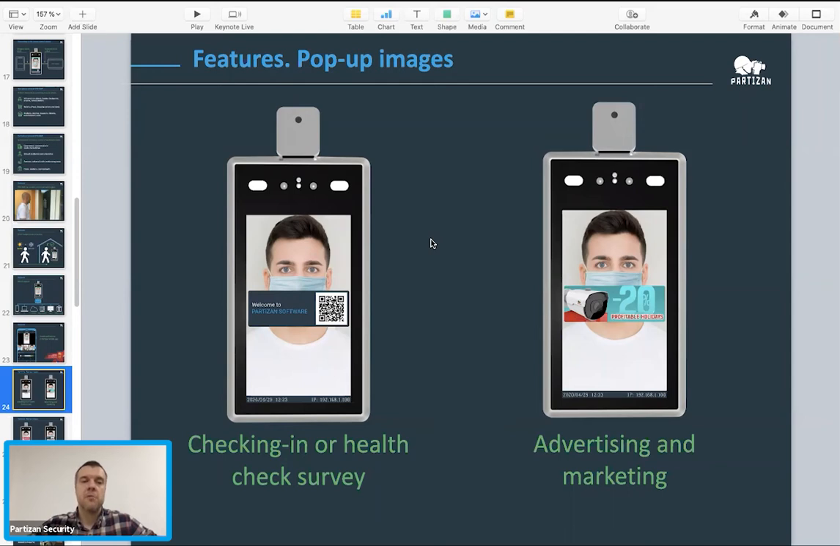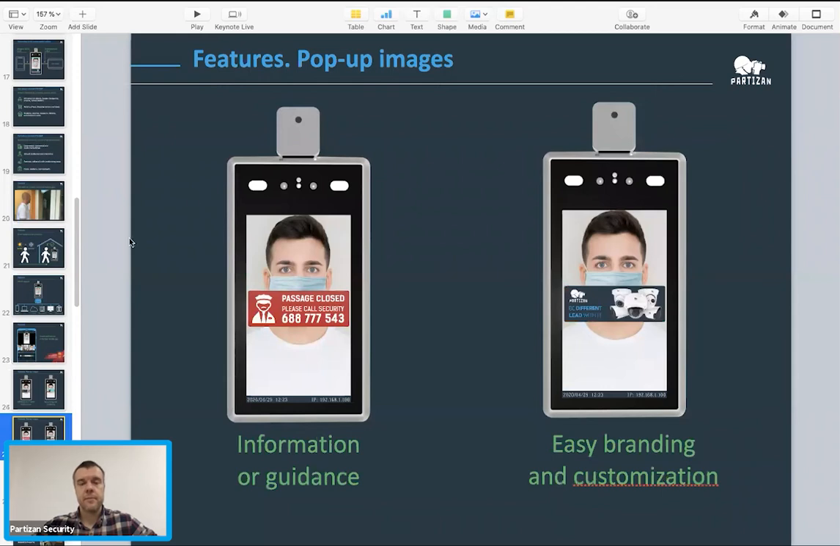If it's some retail shop which is installing this device in their premises, and they have some promotion, some goods with better prices or some weekly offer, they can change these pop-up images every week, every day, every few hours as they wish. And they can bring some new information to these pop-up images to advertise something or to market something.